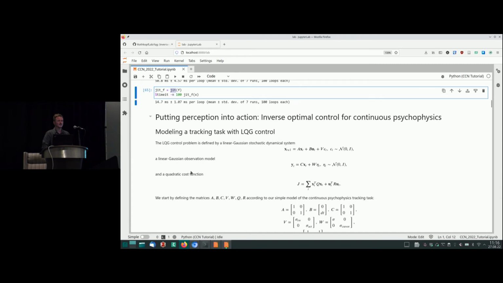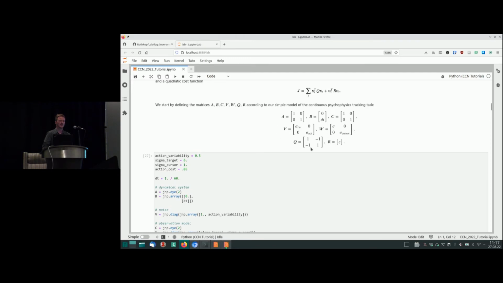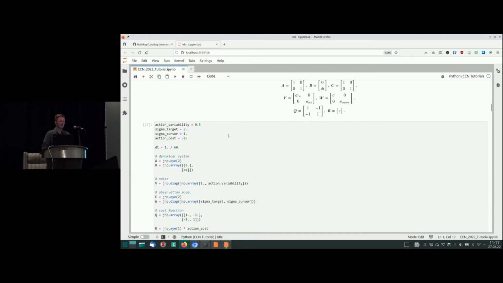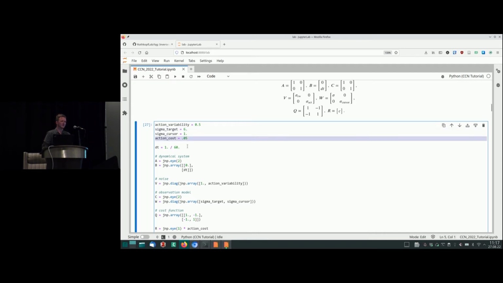with that out of the way, let's look at how to model the continuous psychophysics tracking task in this linear quadratic Gaussian control framework. So we have our equations here for our linear systems, and remember I defined these matrices to model the tracking task. I'll go ahead and create some arrays for these matrices. I define my parameters. I have some action variability, some perceptual uncertainty parameters for the target and for the cursor, and a cost for the actions. And now I need to put all of these in the arrays.